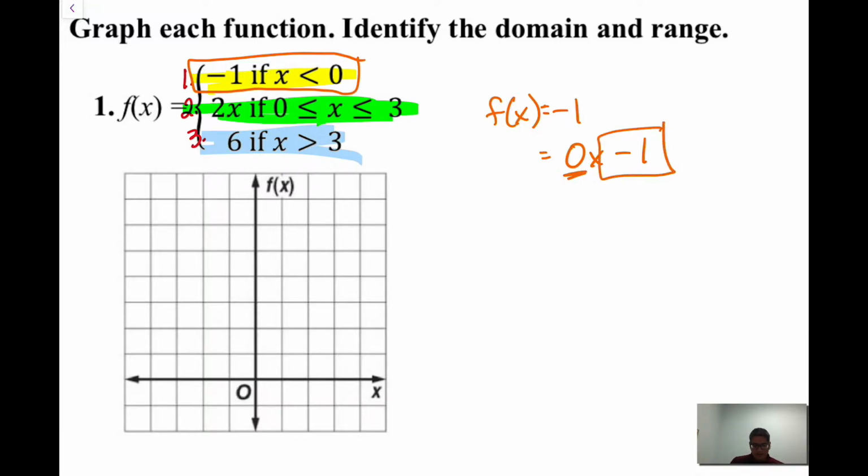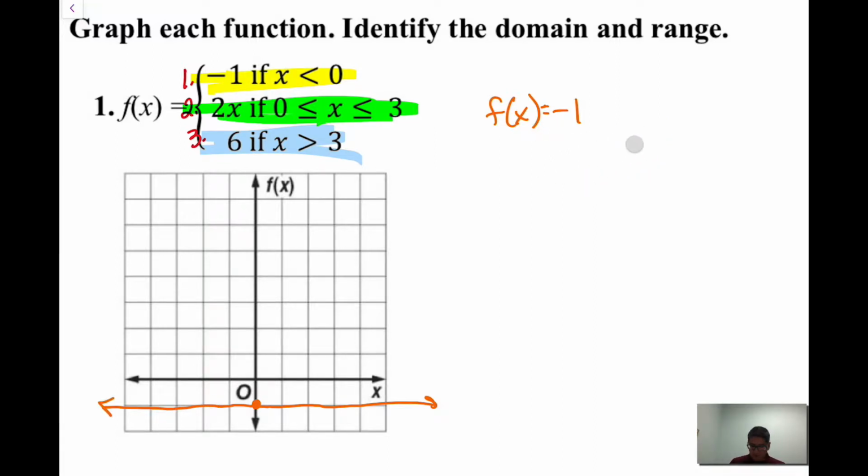So I'm graphing each of these functions separately, ignoring the others. I'm going to start at my y-intercept at -1, and then I have a slope of 0, so that means it's just a horizontal line, right? y equals -1, so it's a horizontal line. The next thing I want to pay attention to, let me erase all this right here.